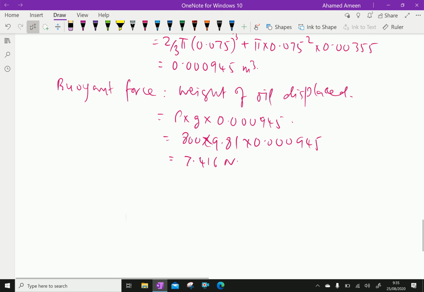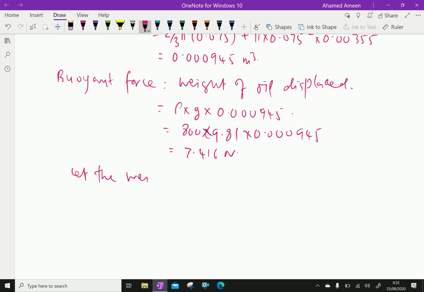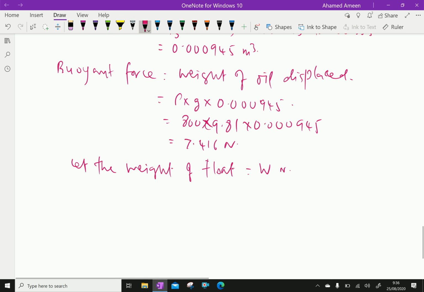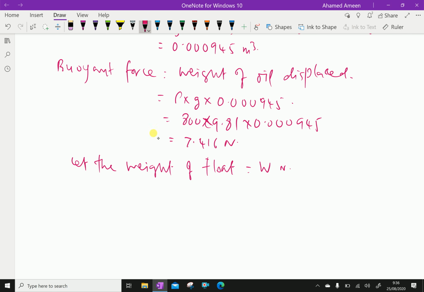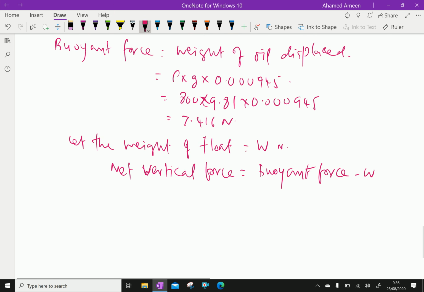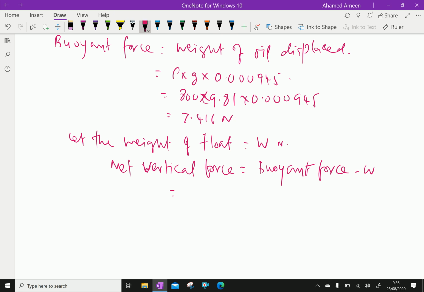Let the weight of float equal W Newton. Therefore, we can say net vertical force is buoyant force minus W, weight of the float, which is equal to 7.416 minus W.